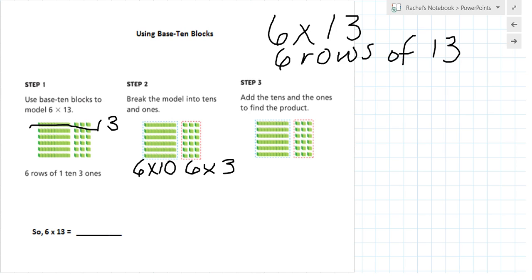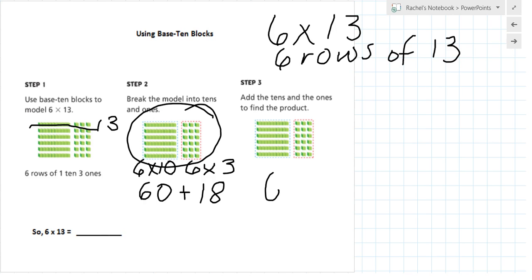We can easily mentally solve these partial products. 6 times 10 is 60. 6 times 3 is 18. When we combine them together and we're adding them, we're adding the partial products. So we know 60 plus 18 gives us 78. So 6 times 13 is 78.